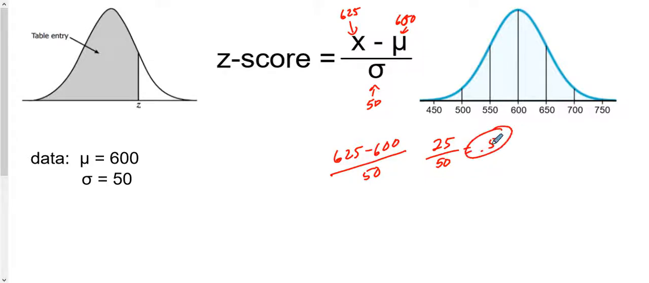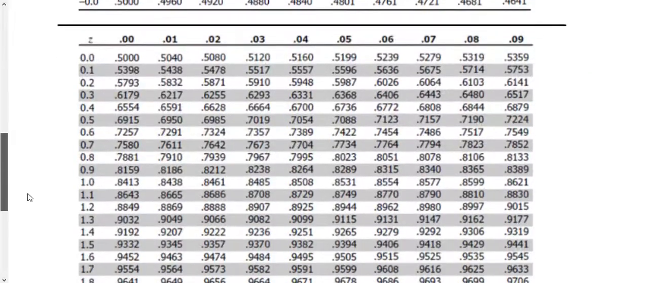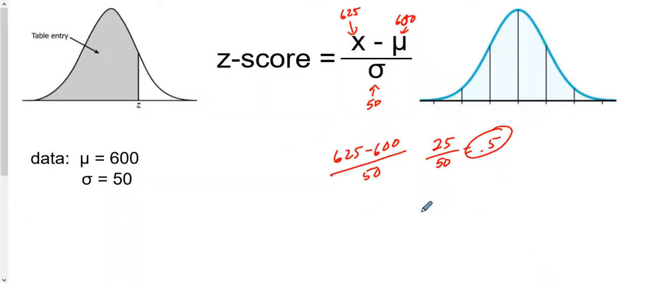So we need to look up this value on our z table. We go to our z table. 0.5 is on the positive side, so we go down to the positive one, and 0.5 is right here. In this first column it's 0.500. So we want this right here, 0.6915. That's the number we want. So when we go back to this, we can say that 0.6915 is the percentage of the data that's to the left.